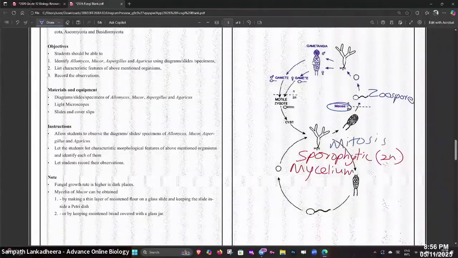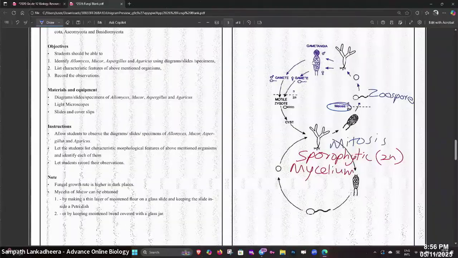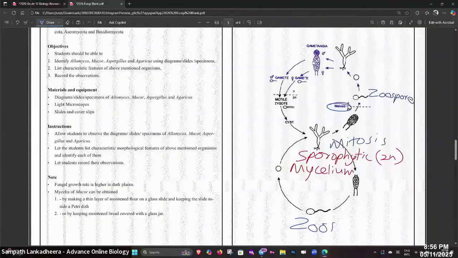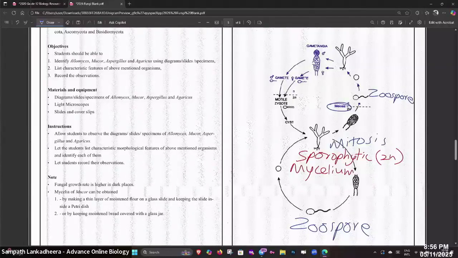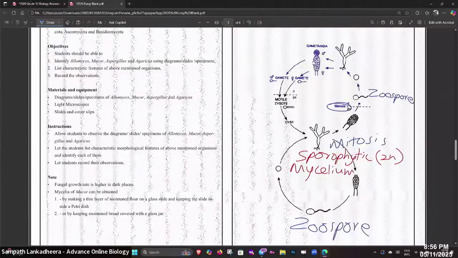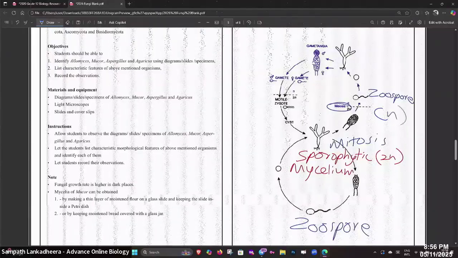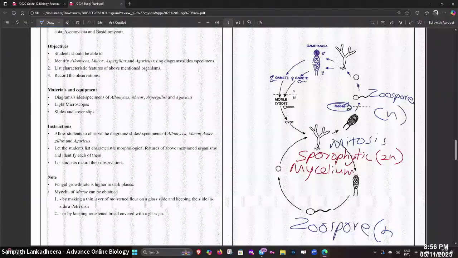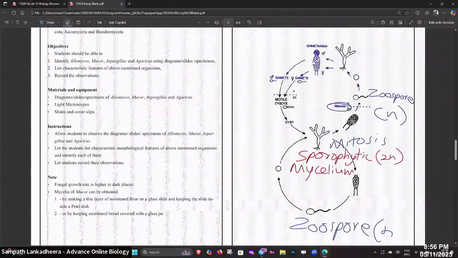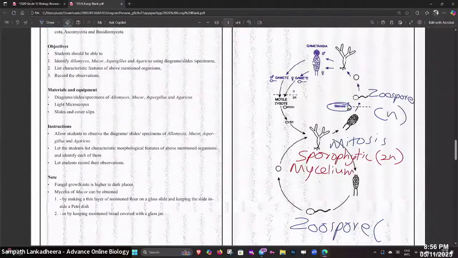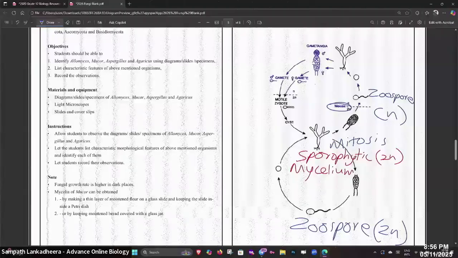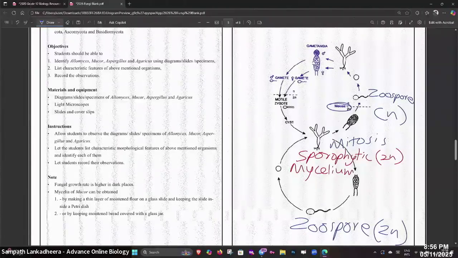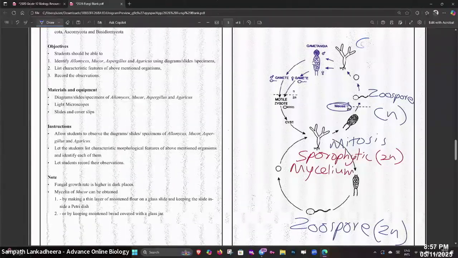Let's take that mitosis happens. Then it forms a zoospore, and that zoospore can grow back into mycelium. If meiosis happens, it forms zoospores once again, but that one is a haploid zoospore, while this one is a 2N zoospore. So they can form two types of zoospores, haploid and diploid. Once haploid zoospores are produced, they form a gametophytic mycelium.